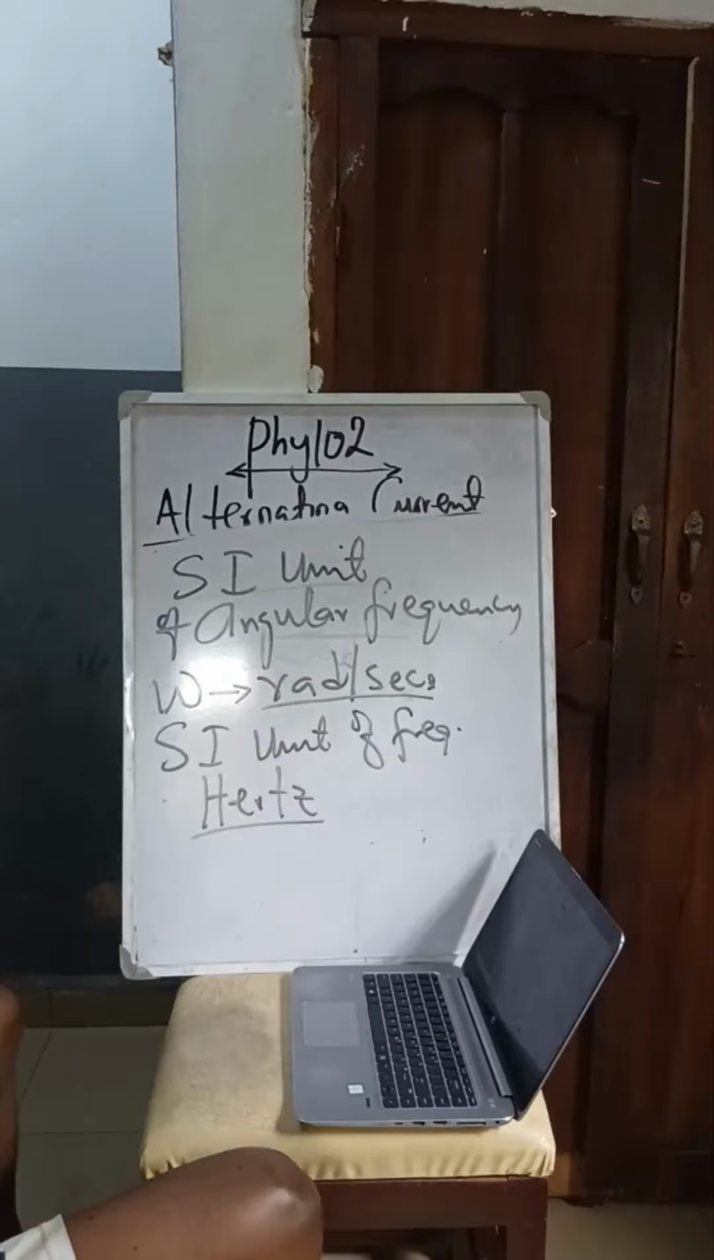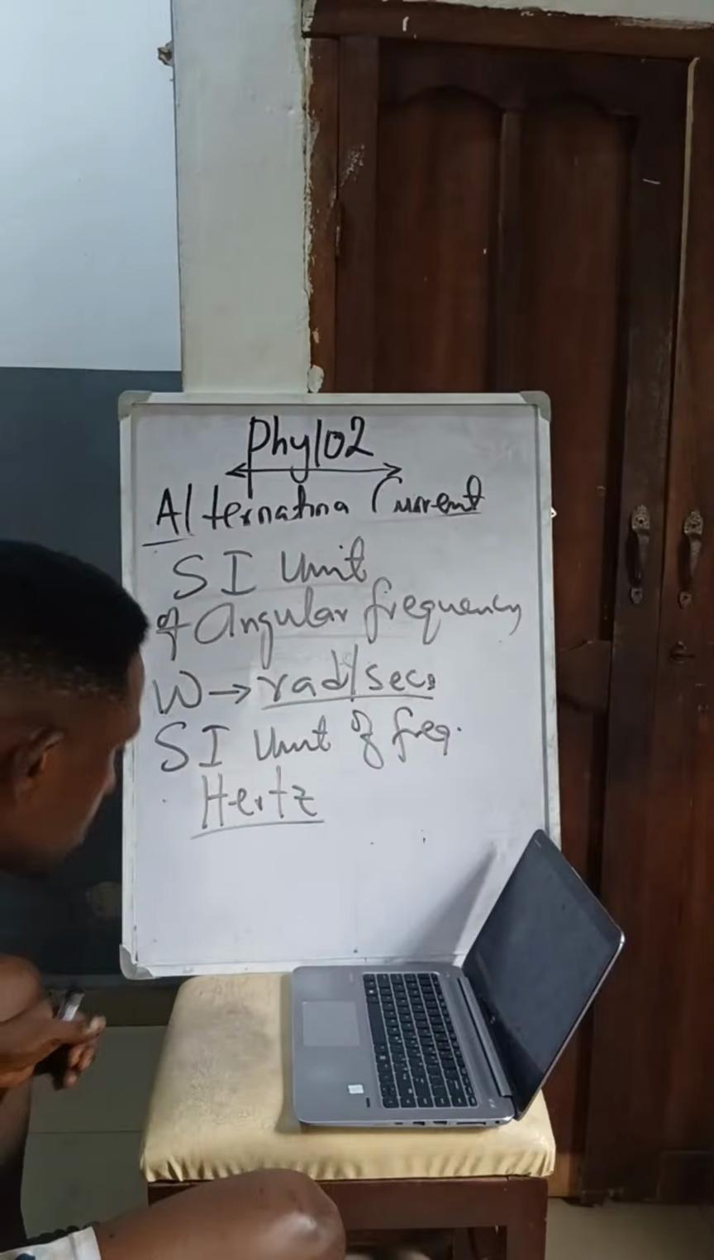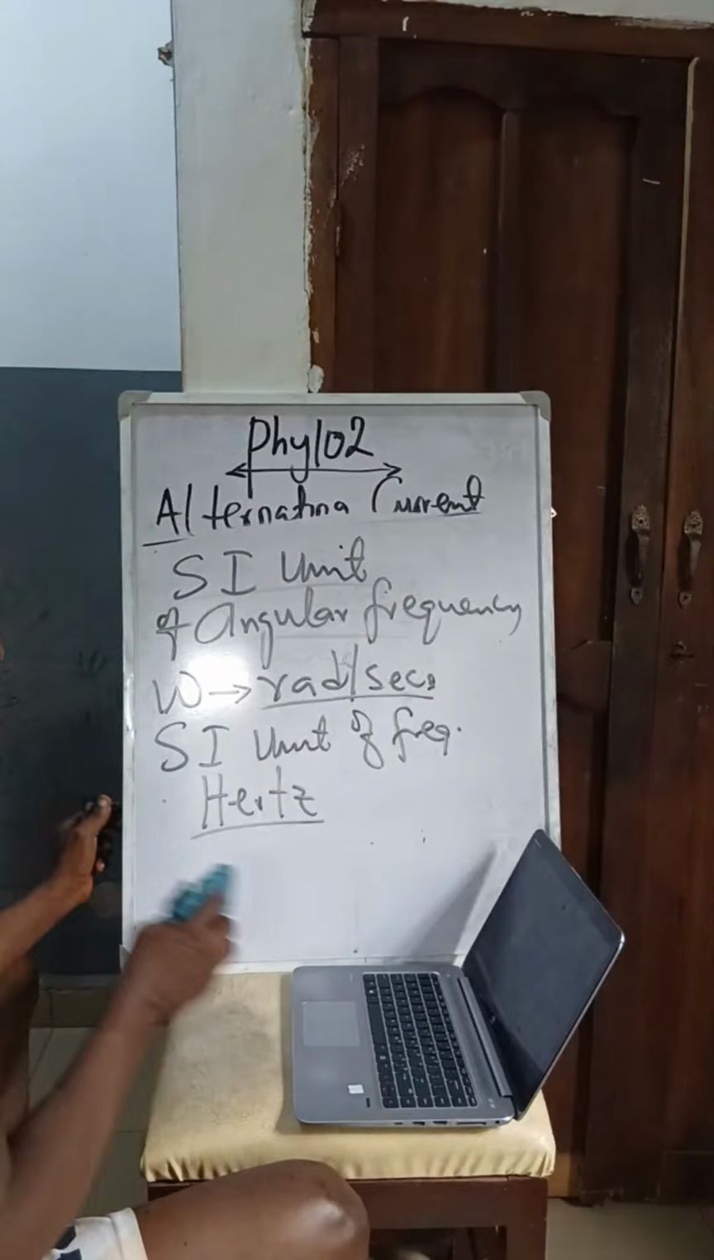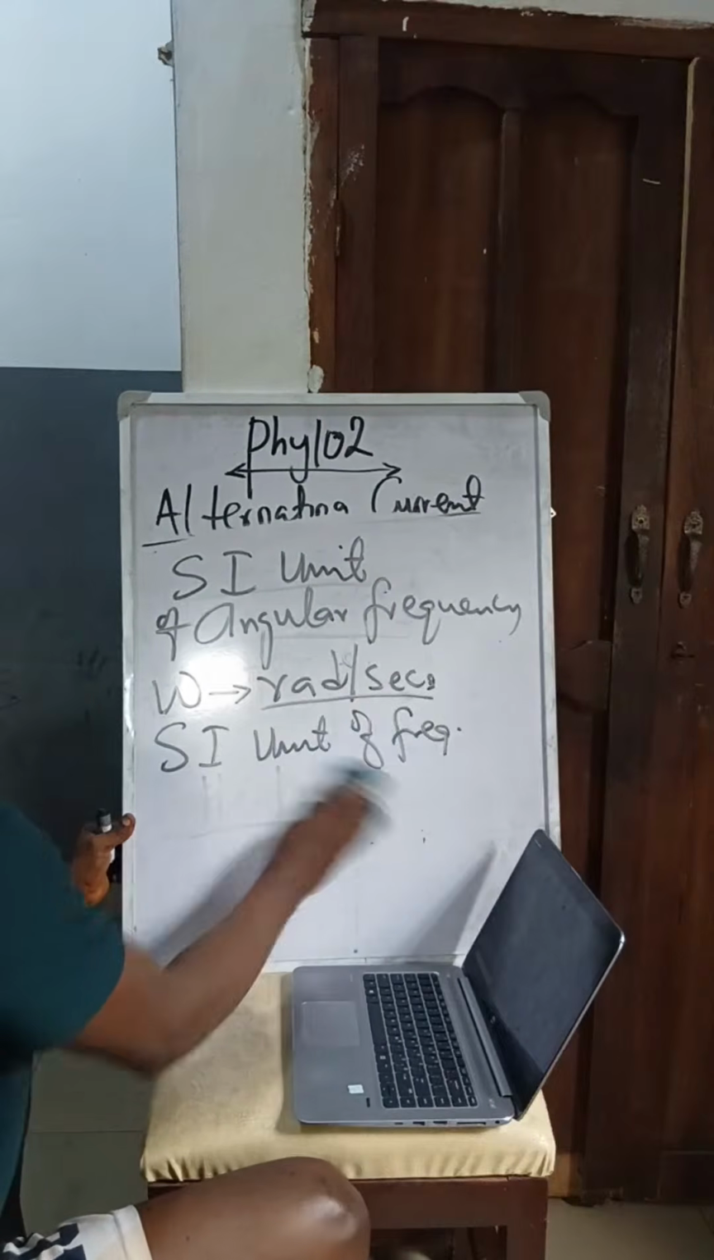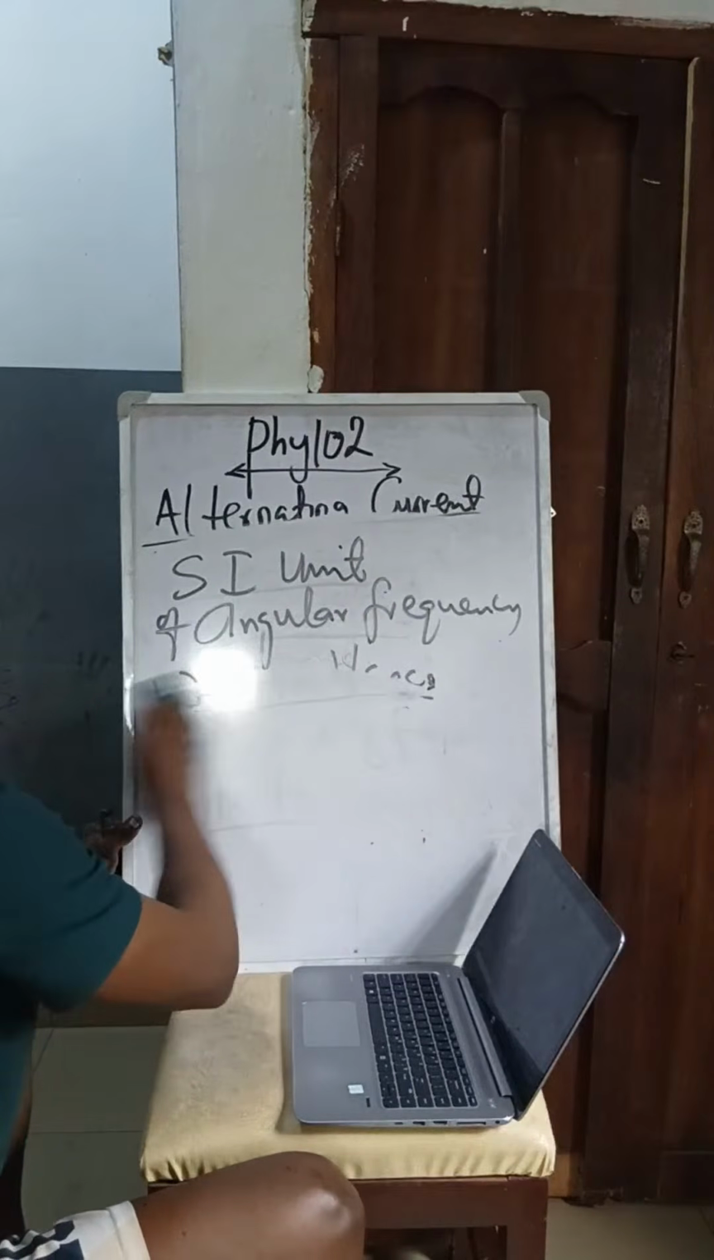Now, the SI unit of angular frequency is radian per second.